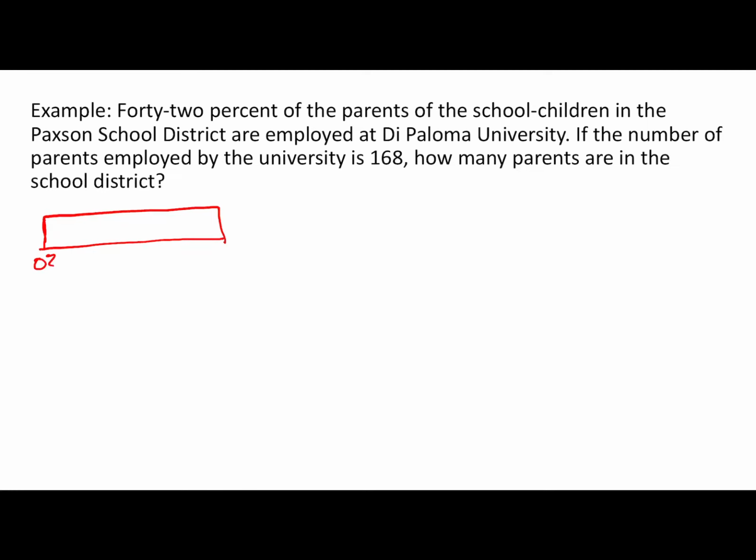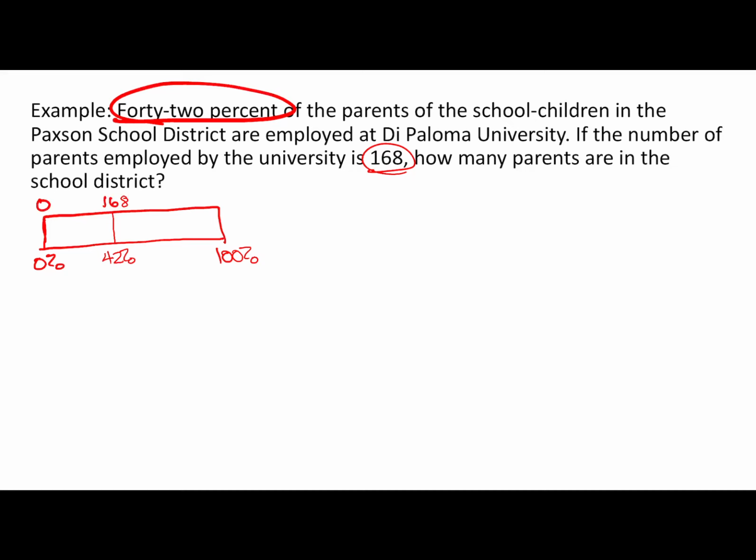So I'm going to have 0% at the left, 100% at the right. On top, I'm looking at number of parents, right? And so what I know is the number of parents employed by the university is 168, and that is 42%. So I'm going to mark about 42%. Now, you don't have to be precise, but you should at least be on the right side of 50%, right? And by right, I mean correct. Here we're on the left side of 50%. So 42% of the parents is equal to 168.